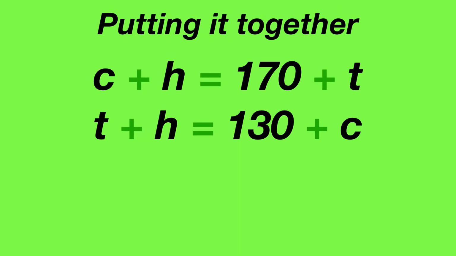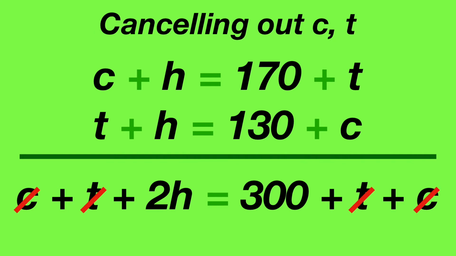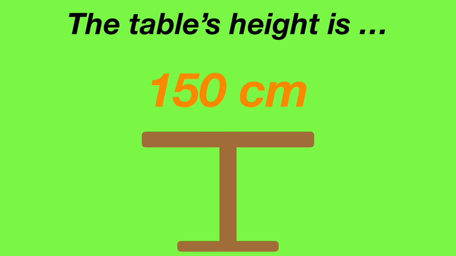So now we add both equations together. c plus t plus 2h is equal to 300 plus t plus c. Cancelling out c and t and simplifying, we get 2h is equal to 300, which gives us h is equal to 150. So the height of the table is 150 centimeters.